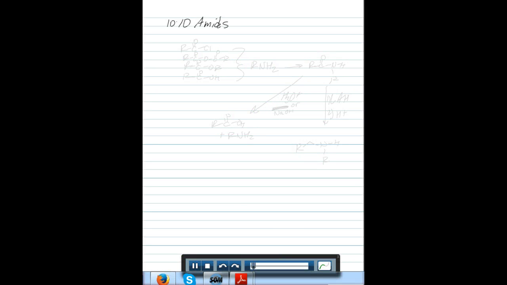Next reaction are amides. How to make an amide? We have a lot of ways. Acid chloride, anhydride, ester, carboxylic acid. Take all these, heat it up with RNH2, and you can get an amide. Okay? What can you do with amides?